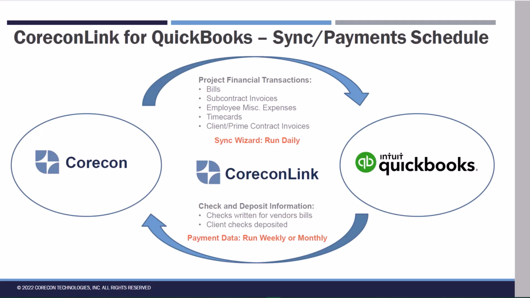The AccountingLink to QuickBooks Online will allow information related to bills, subcontract invoices, employee miscellaneous expenses, time cards, and client or prime contract invoices to move from Corcon to QuickBooks. In addition, it also has sync functions which will allow existing records that have already been mapped to be able to update. In addition, once transactions have moved from Corcon to QuickBooks and then payments are made or applied in QuickBooks, that payment information can also be imported back to Corcon to show things like bills, sub-invoices, and prime contract invoices as paid or partially paid.